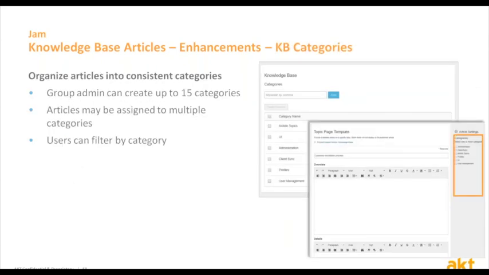Another enhancement for knowledge-based articles is the ability for group admins to organize articles into consistent categories. The group admin can create up to 15 categories for the group. And when an author creates an article, they can assign one or multiple categories to that article. This makes it easier for group members to later filter the articles based on category to find the information they need faster.